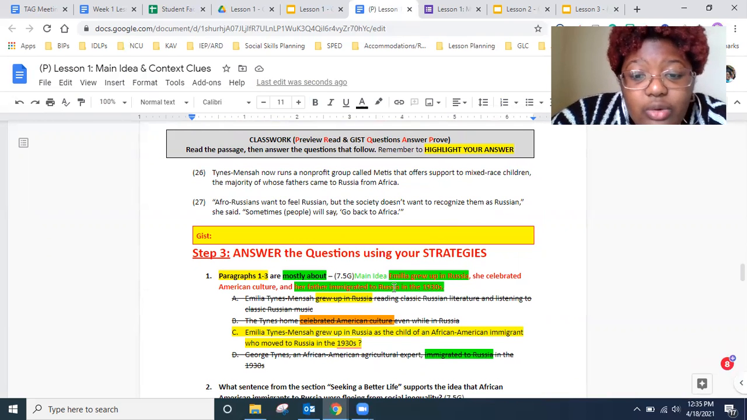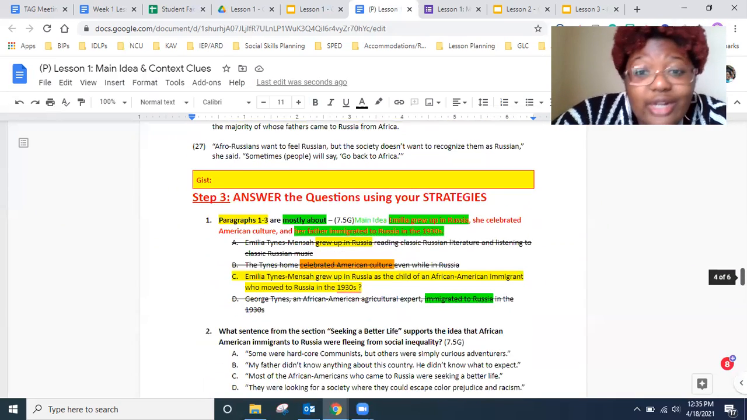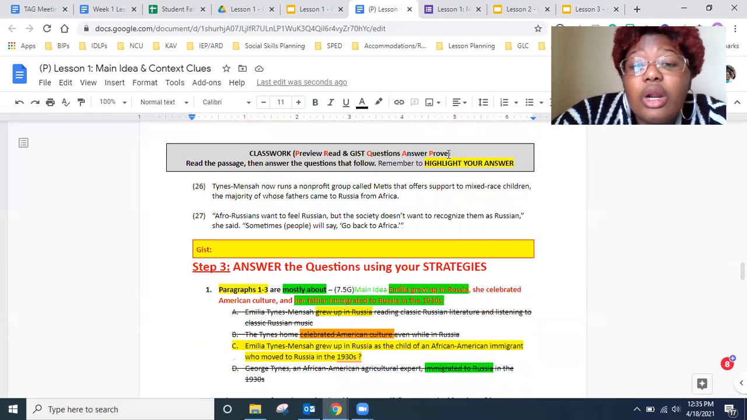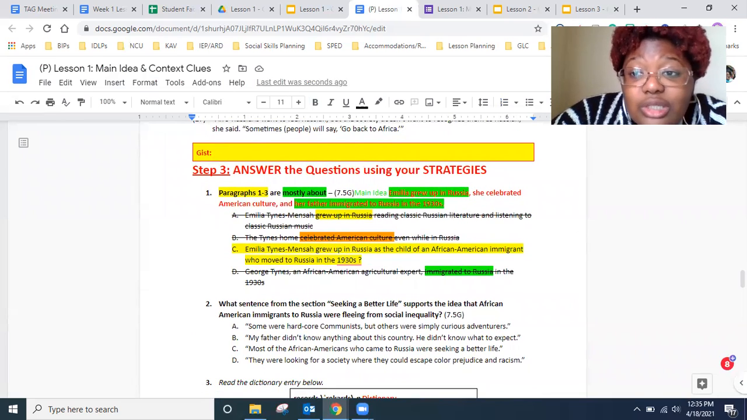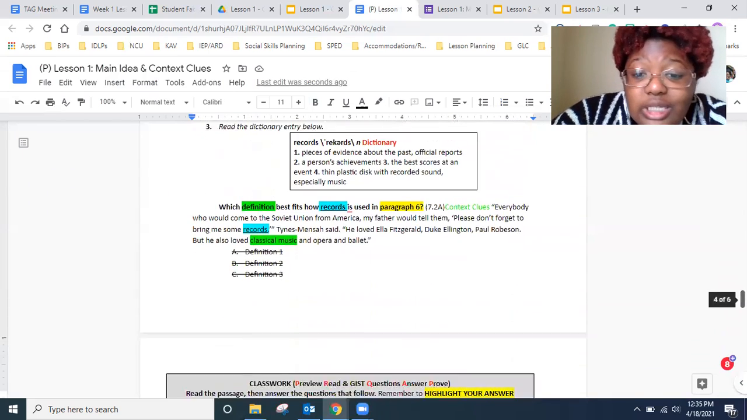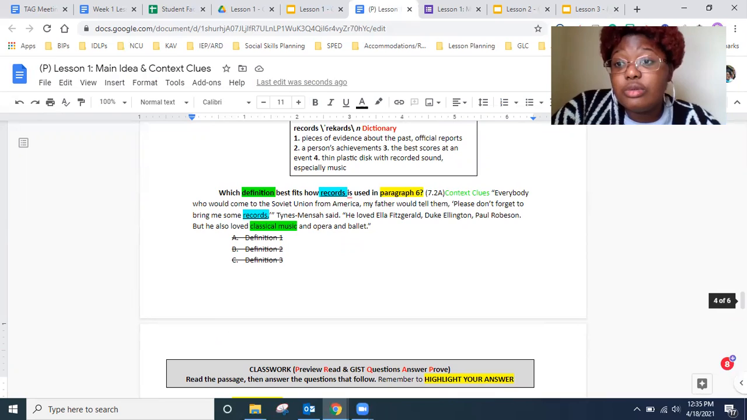If it is a main idea question, copy and paste your gist there. If it is a definition question, copy and paste a paragraph there. This is a strategy that is going to help you because it's right there in your face. You are going to answer and prove your answer with text evidence. You should prove it by your gist. You should also prove it by going back to the text, highlighting important parts of the text, highlighting your context clues in the text. That is what I want to see you do.